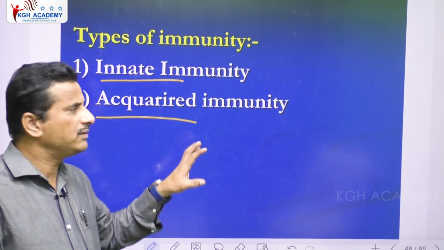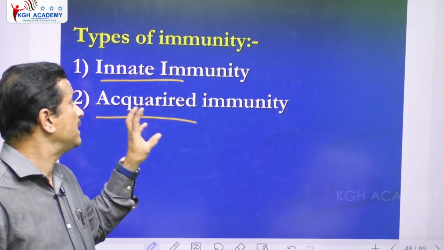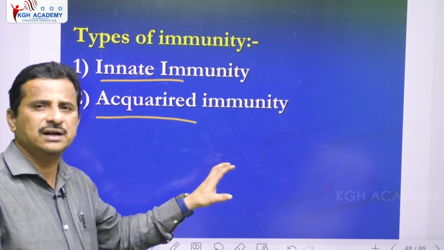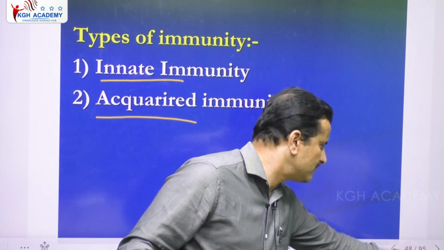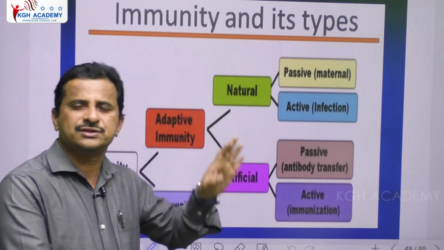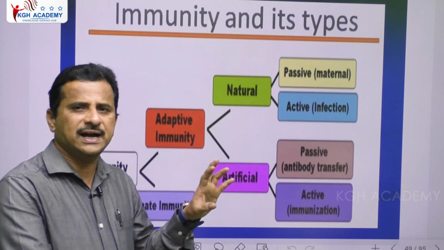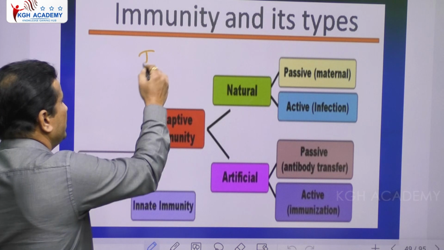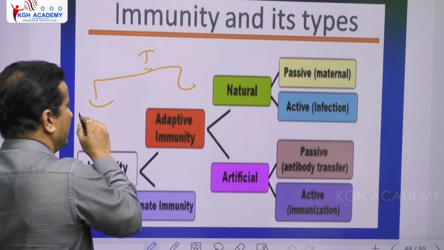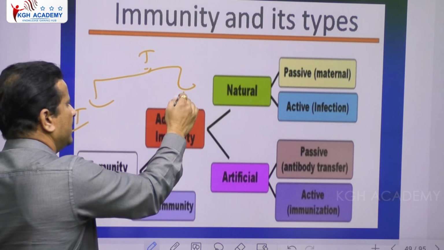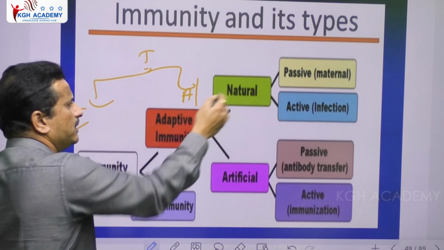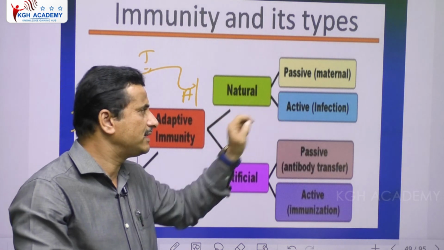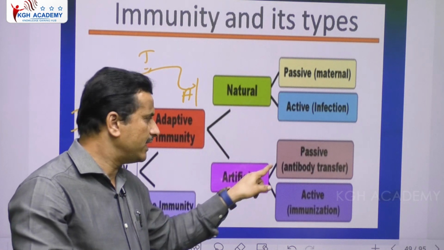Anyhow, here I am giving these two in detail: the types of innate immunity, the types of acquired immunity, their specialties, etc. Dear students, you should convert these immunity types into tables. First, immunity has two types: innate and adaptive or acquired. Adaptive has two types, natural and artificial. Natural again has two types, passive and active, and artificial also has two types, passive and active.